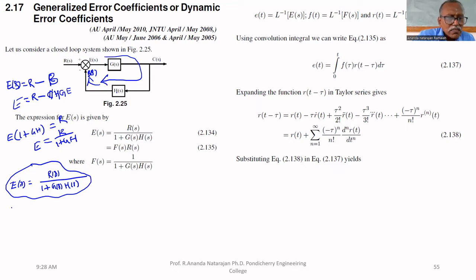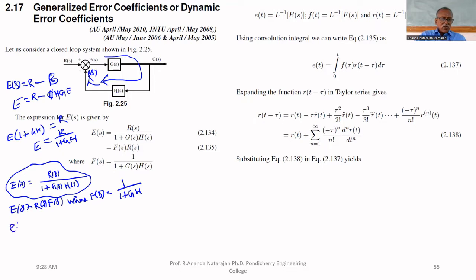Now, this can also be written as E of S equals R of S multiplied by F of S, where F of S equals 1 upon 1 plus GH. Therefore, E of S equals R of S, F of S.